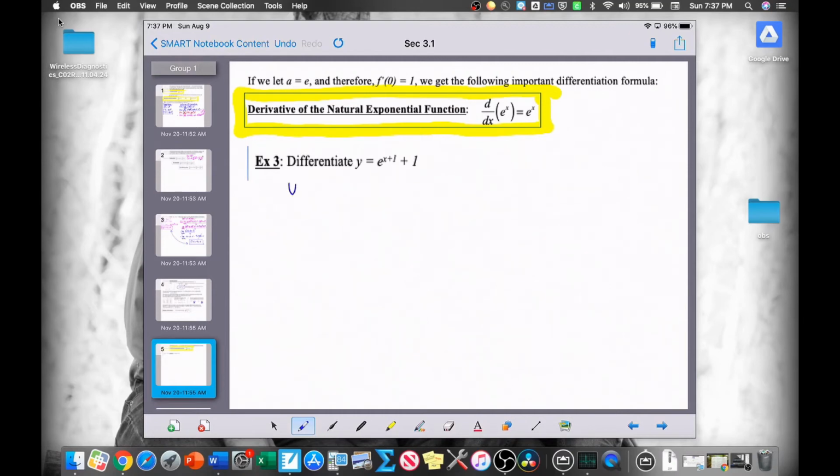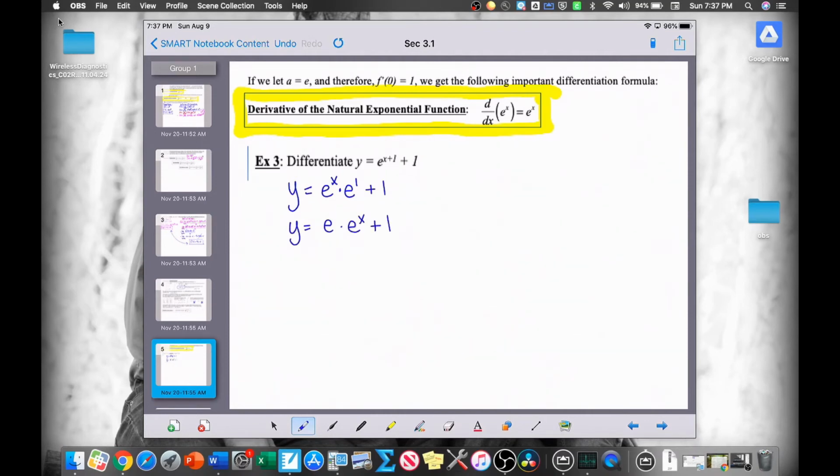So the first thing I'm going to do is rewrite e to the x plus 1 as e to the x times e to the 1. Okay, remember, powers with the same base, you add their exponents. So if you want to unadd their exponents, you'd be multiplying powers with the same base. And then I have plus 1. Well, e to the first power, remember, is just e. So I'm going to write this as y equals e times e to the x plus 1.